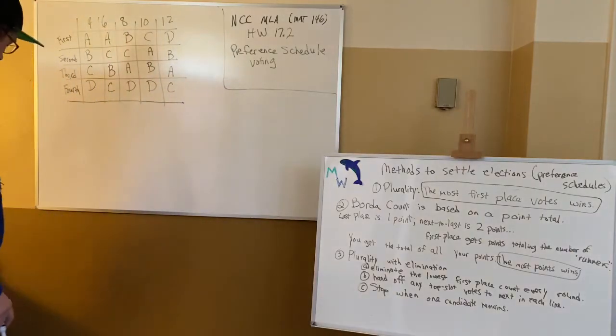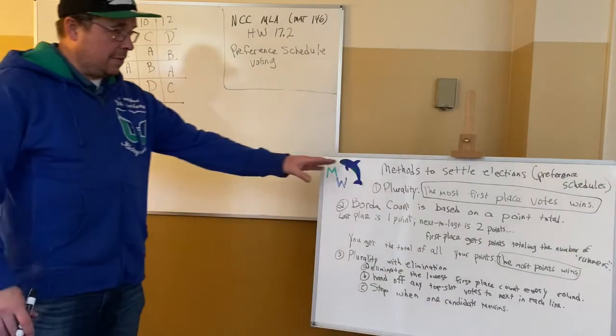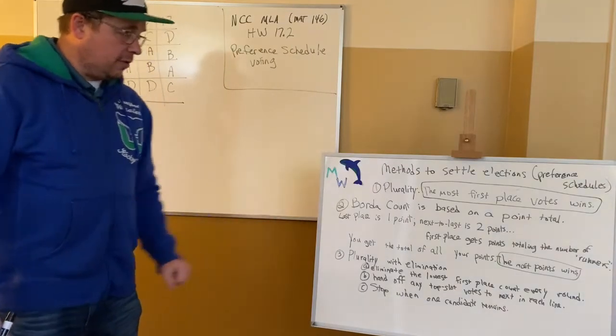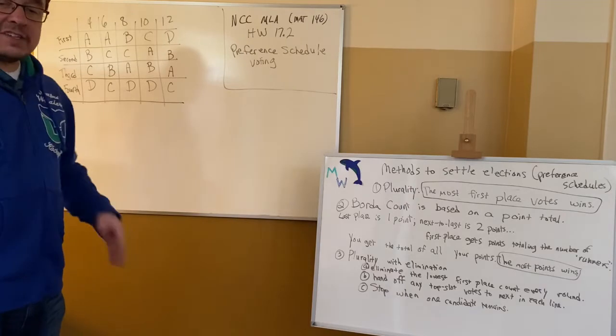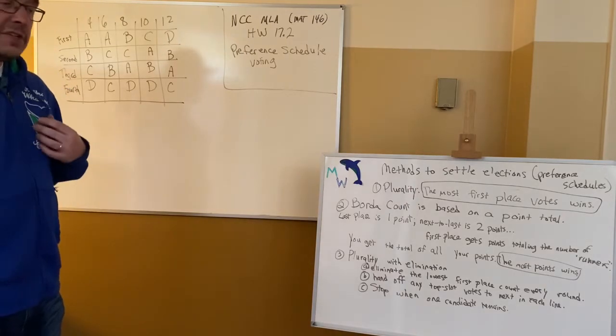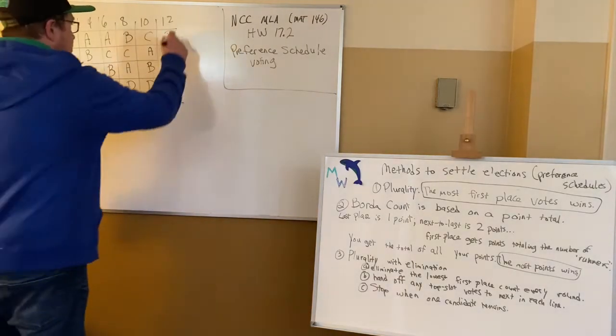Okay, we're going to look here at preference schedule voting. In our class, we're going to worry about plurality, the Borda count, and plurality with elimination. As promised, I have one with a lot of action in it for that plurality with elimination, and here we're going to go to work right now.